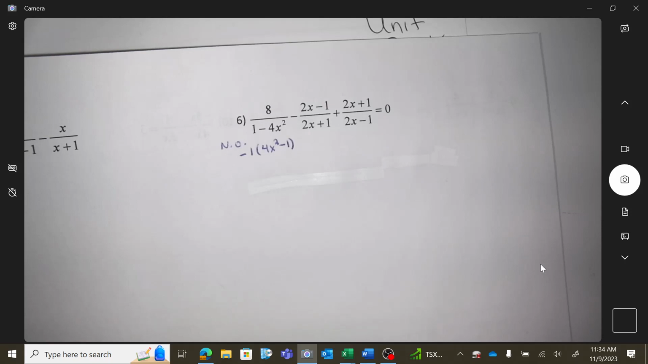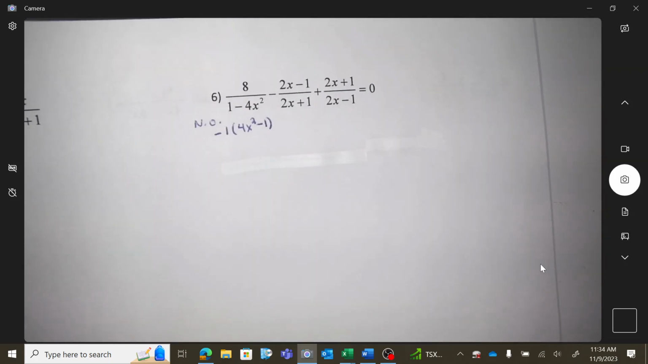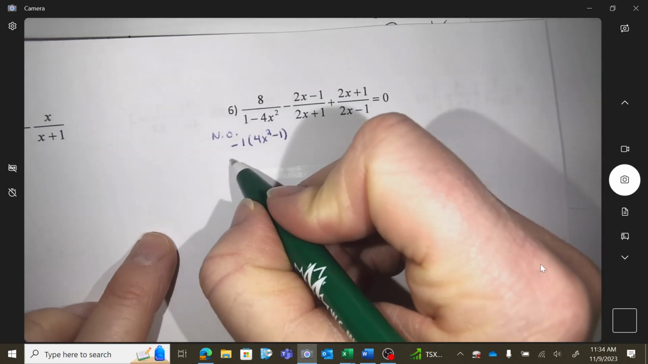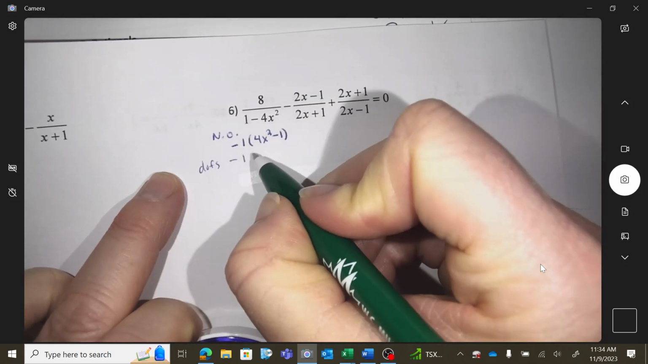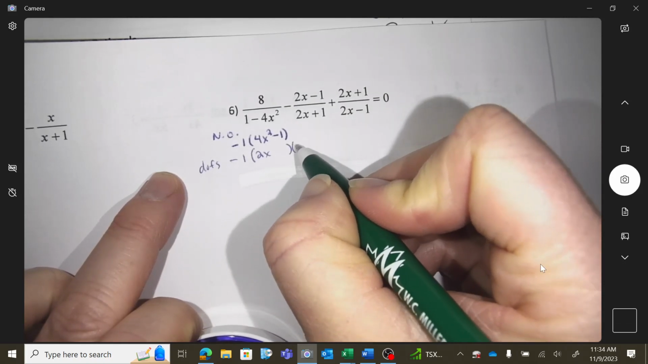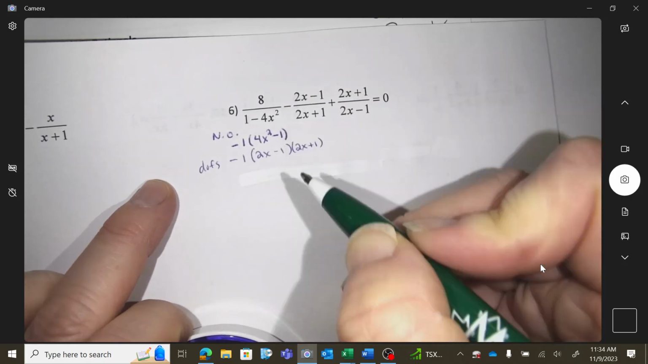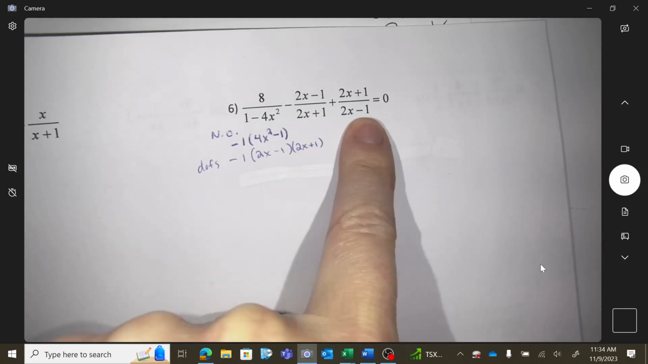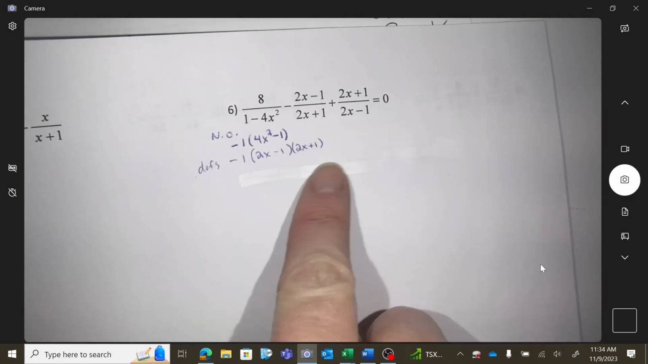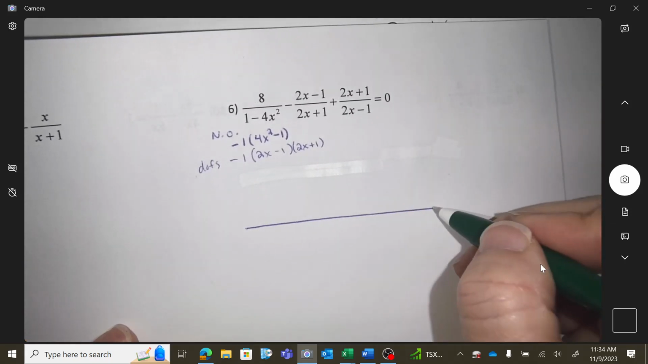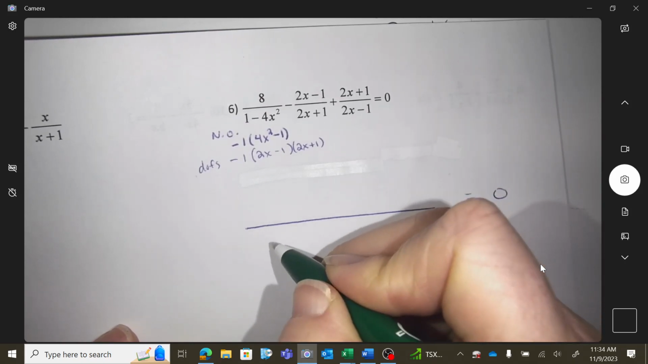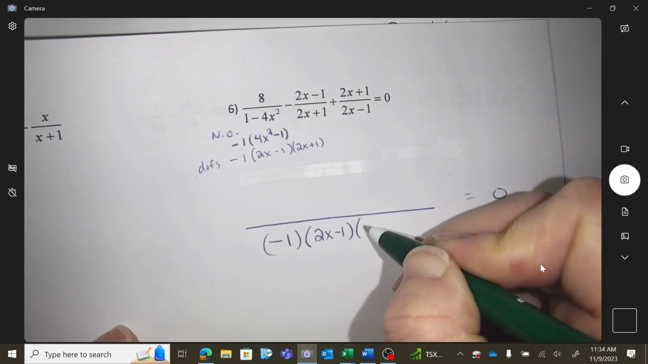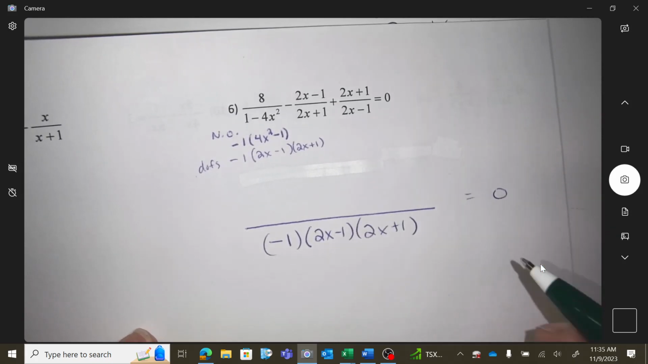What? I need more room. I didn't give myself anything. And now what? Difference of squares. So -1 and then, bless you. By the way, there's sometimes hints other places when you factor. Okay, so what do I need to have in my bottom? I need the -1. I need a 2x minus 1 and a 2x plus 1.